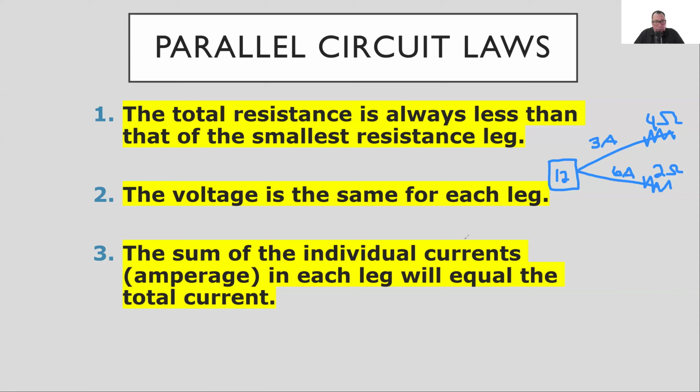Therefore, according to our law, the sum of the individual currents in each leg will equal the total current. So in order for us to get IT, we're going to add a little t at the bottom, a subscript t, equals 3 plus 6 in this case, which will give us 9 amps. Okay. So that's what that's telling us. So we're going to add the amperage legs. We're no longer adding resistance like we did in a series. So we have to treat these as 2 completely different styles of circuits because they are different styles of circuits.